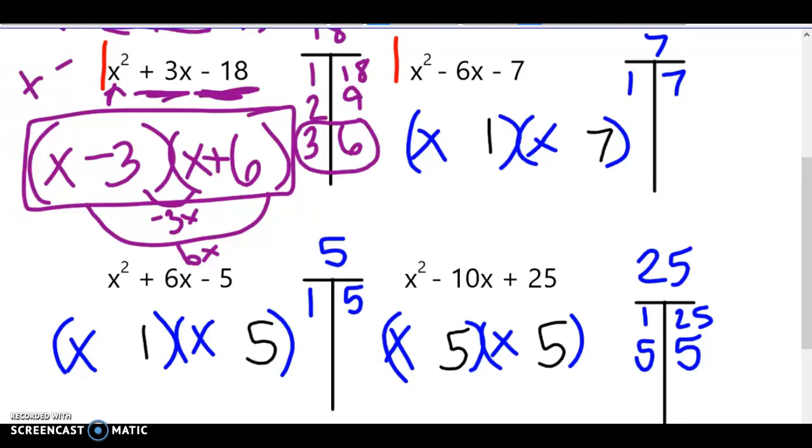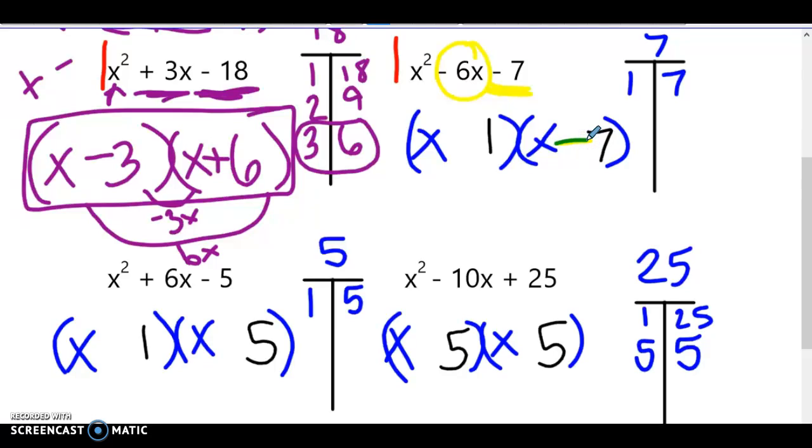So if I look at this one right here, they multiply to give me -7 and then add to give me -6. Well, if they multiply to give me -7, the signs have to be different. And when they add together, they give me the negative. So therefore, which one has to be minus? The 7.